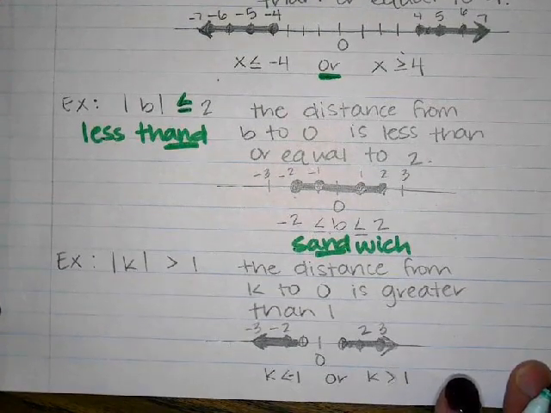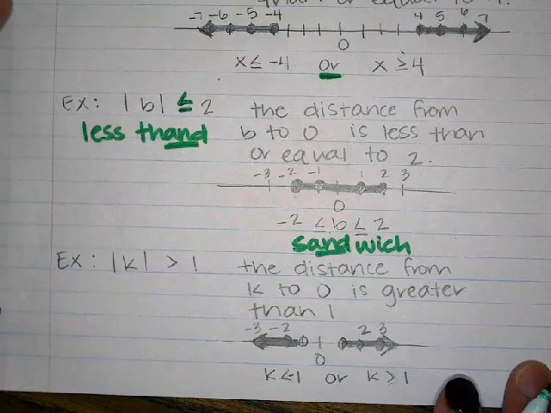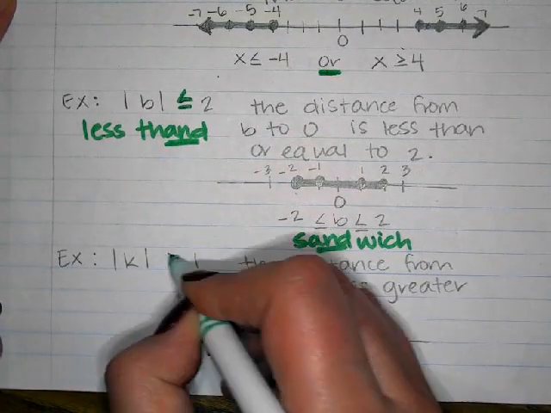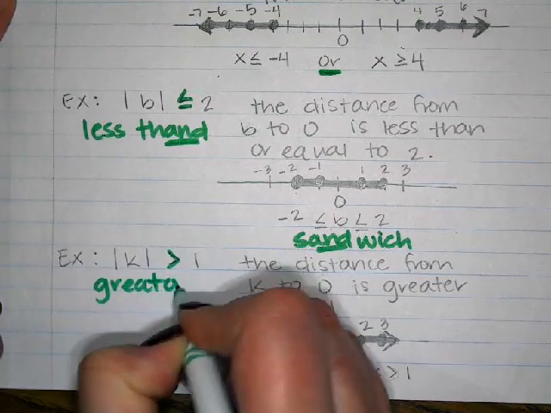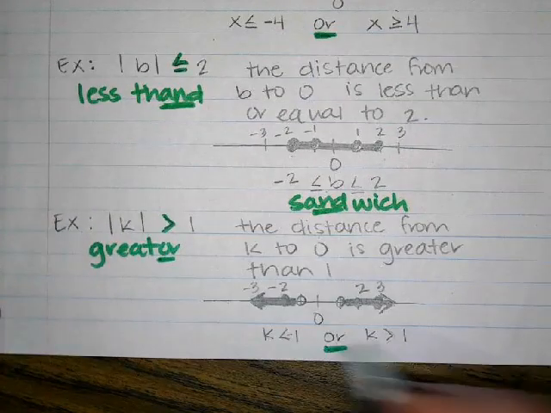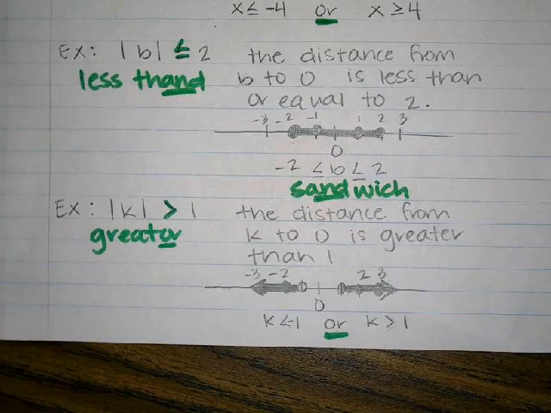Less than makes a sandwich. Okay. And then the last one is a greater. Greater. So it's an or. Greater makes an or. One direction or the other direction.